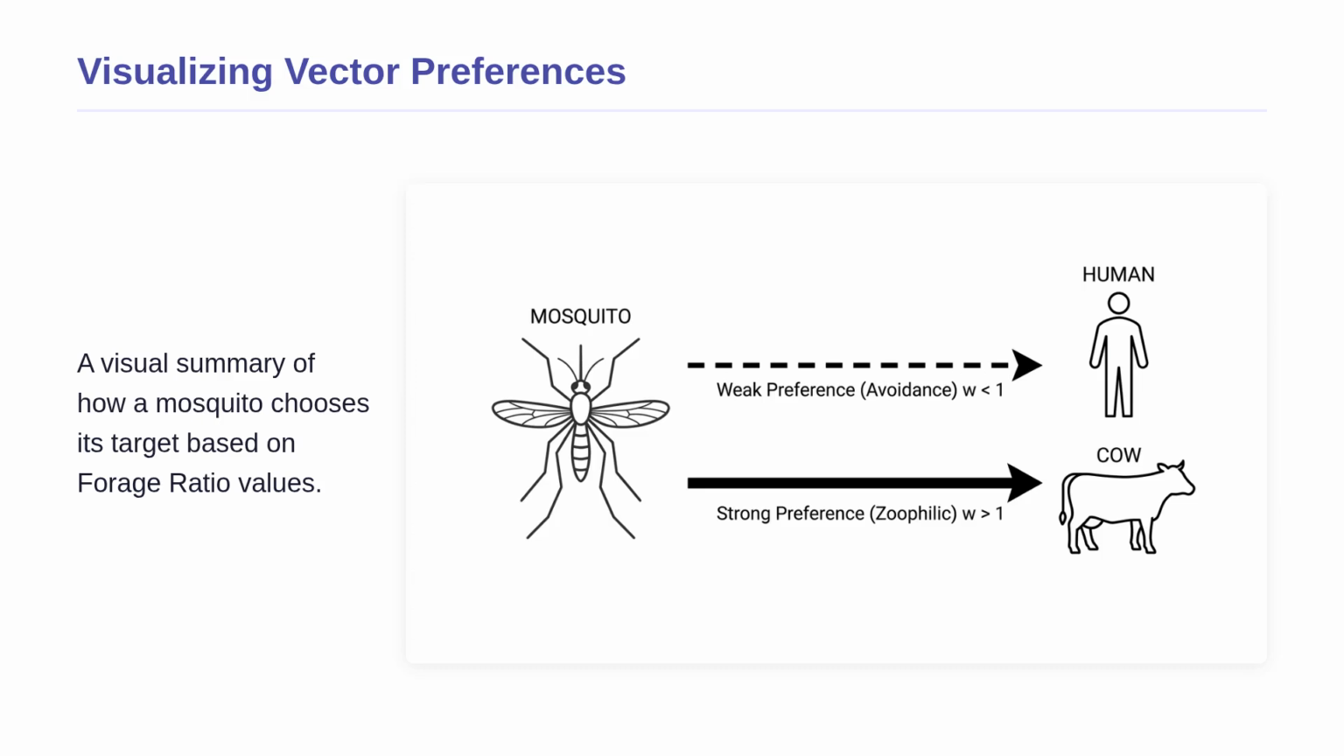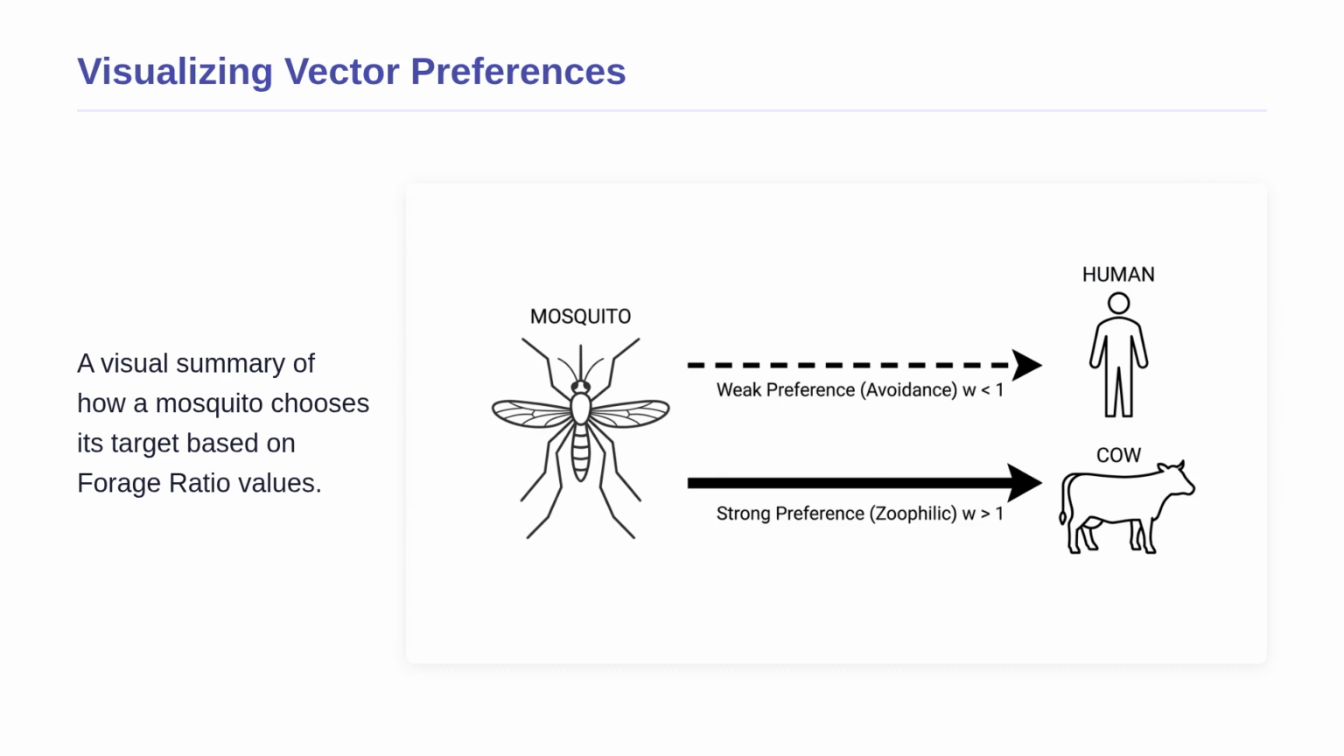Let us bring all these mathematical concepts together visually. On the screen, you see a schematic representing the exact scenario we just calculated. On the left is our insect vector, the mosquito. Notice the two pathways it can take. The dashed arrow pointing toward the human figure represents a forage ratio of less than 1. The thin dashed line visually reinforces that this is a weak preference or active avoidance.